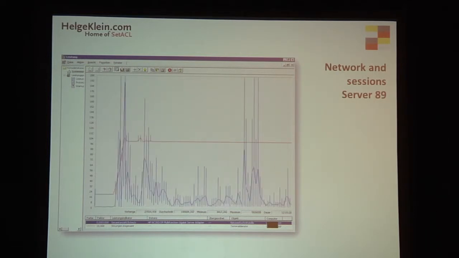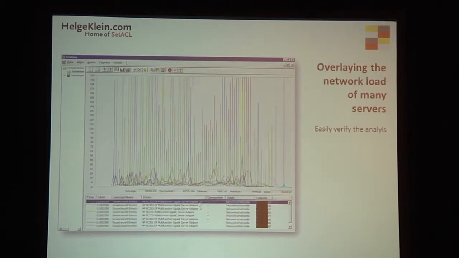Second server looks very similar. If we overlay all those, the data from all those cards, well, we get the same picture. Network cards are basically redundant. We could replace this 1 gigabit card with a 10 megabit card, and people wouldn't notice, I assume.